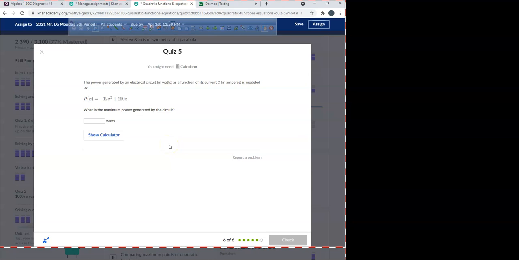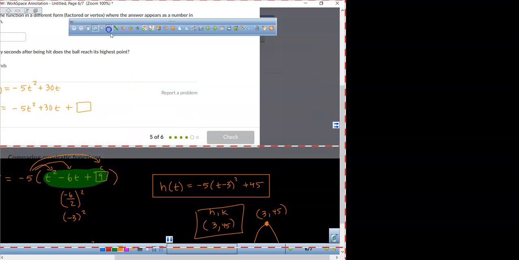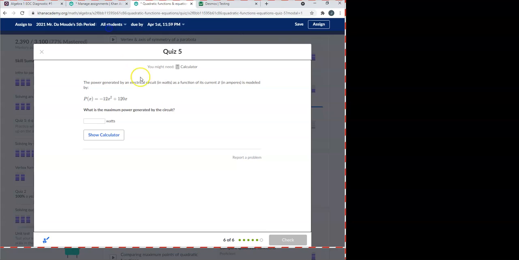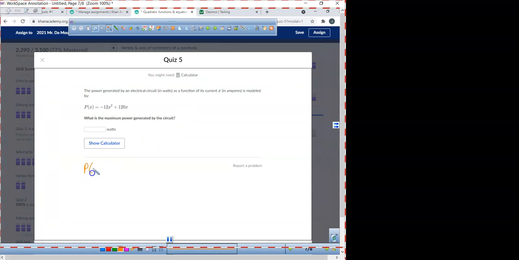Okay. Now, this question says the power generated by an electrical circuit in watts as a function of its current x in amperes is modeled by this function. It says, what is the maximum power generated by the circuit? So please write this one down, everybody, nice and neat. So we're writing down P of x equals negative 12x squared plus 120x.